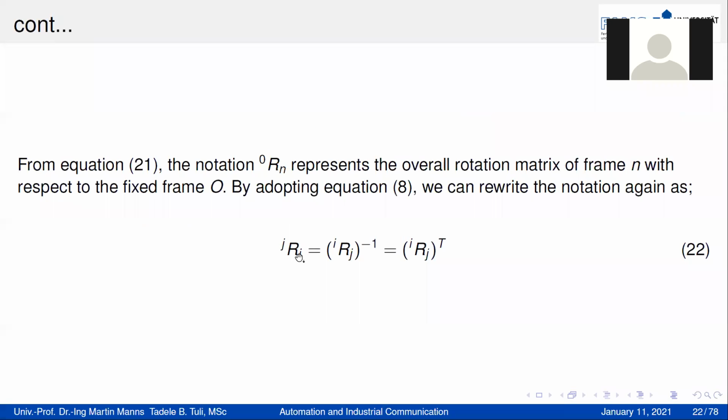Here it is. The rotation matrix which maps joint J into I, or joint I to J, is equal to the rotation matrix which maps I to J. Look at it here: if it is from I to J, it is equal to the inverse of J to I, or equal to the transpose. So the inverse of the rotation matrix and its transpose are equal.